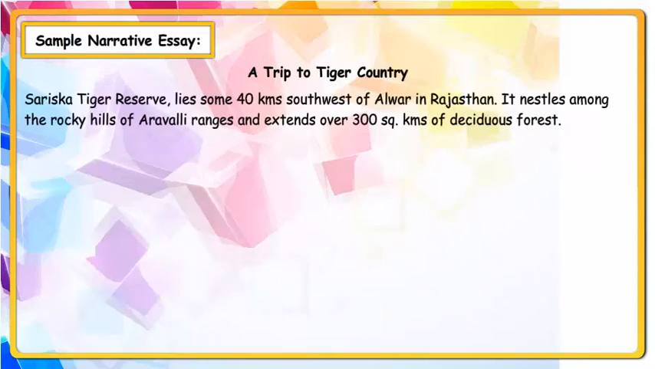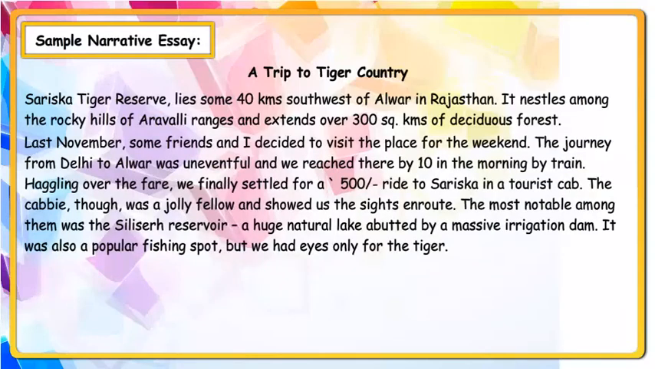Sample narrative essay. A trip to tiger country. Sariska Tiger Reserve lies some 40 kilometers southwest of Alwar in Rajasthan. It nestles among the rocky hills of Aravalli Ranges and extends over 300 square kilometers of deciduous forest. Last November, some friends and I decided to visit the place for the weekend.